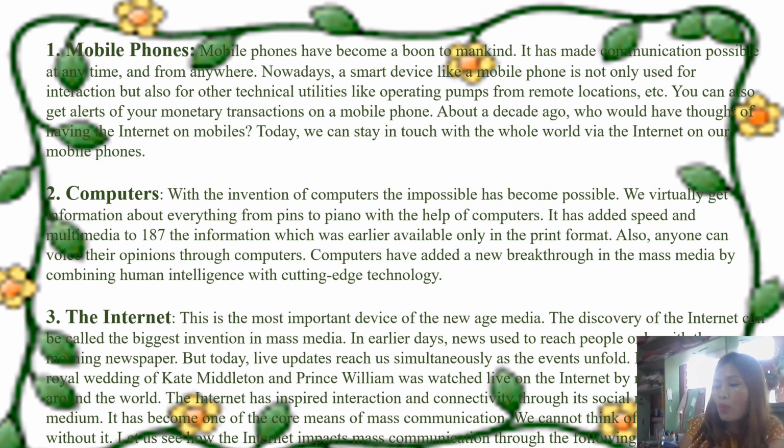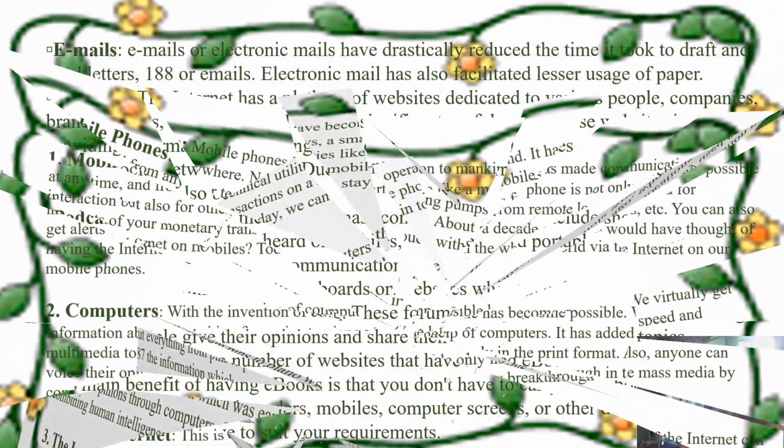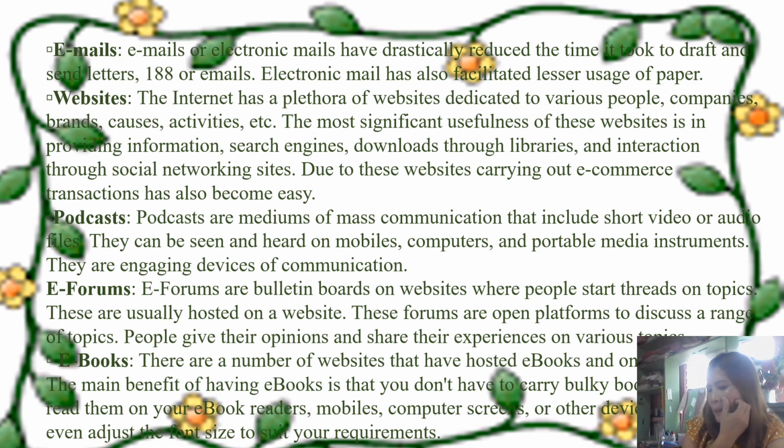It has become one of the core means of mass communication. We cannot think of leading our lives without it. Let us see how the internet impacts mass communication through the following mediums. Emails. Emails or electronic mails have drastically reduced the time it took to draft and send letters. Electronic mail has also facilitated lesser usage of paper.